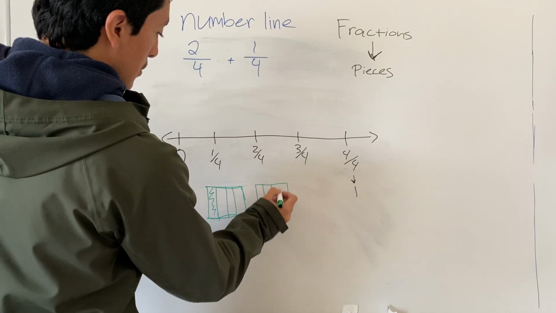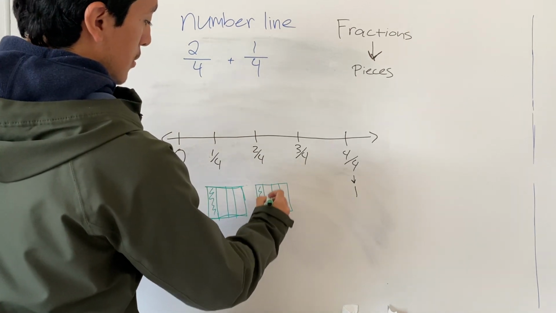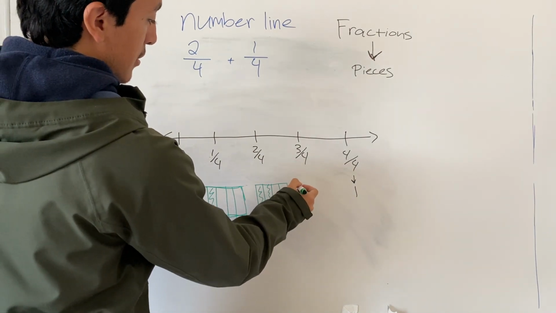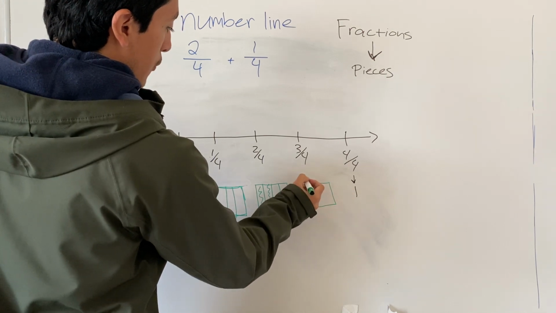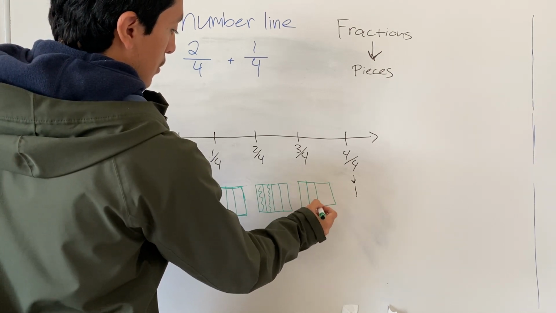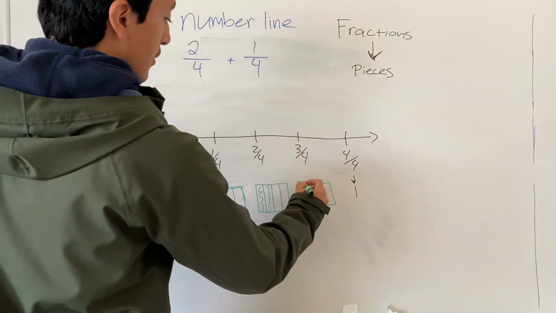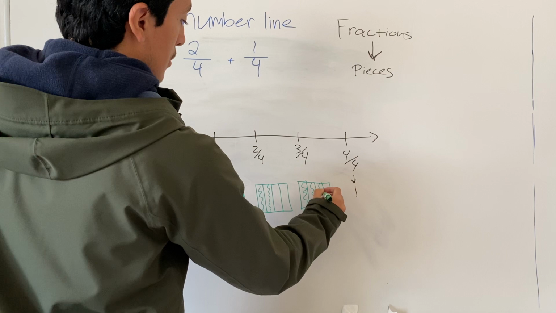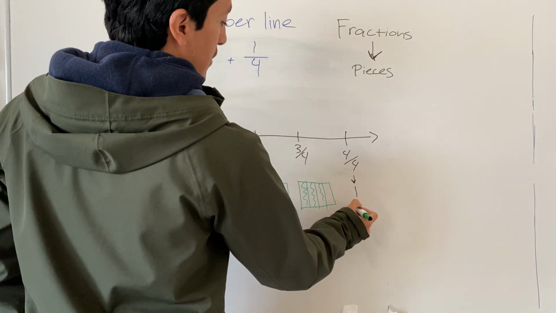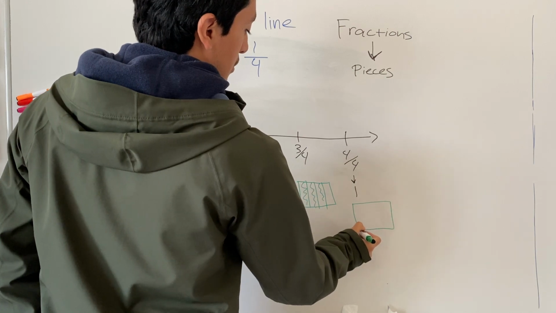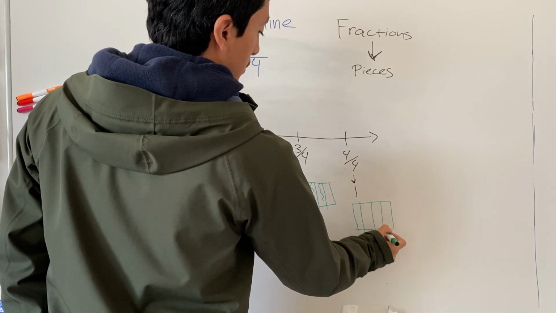The same box. How many of them are filled in? 2. What about for this one? The same box. How many total pieces? 4. And how many of them are going to be filled in? 3. What about for this one? How many of them are going to be filled in? Exactly, all of them.